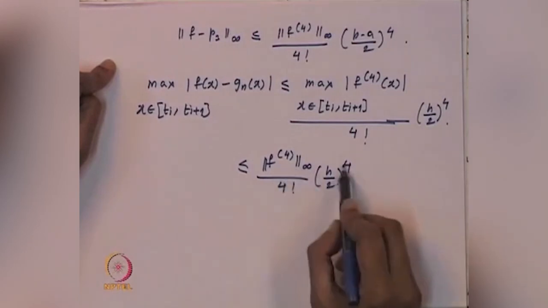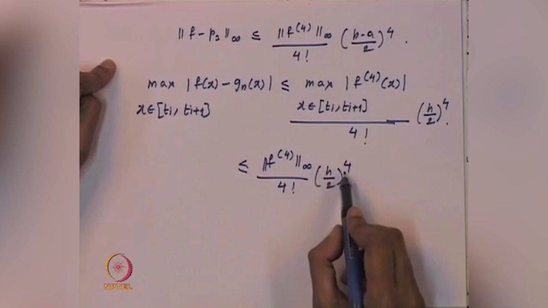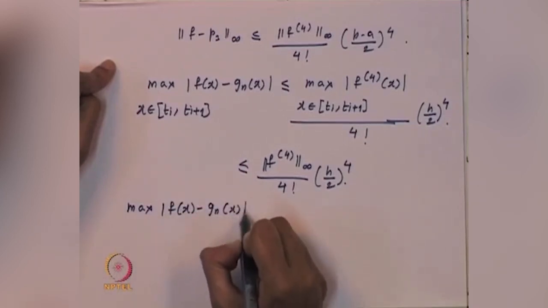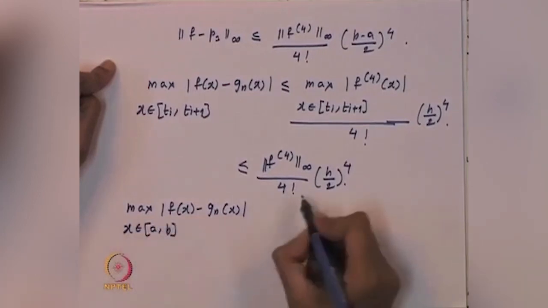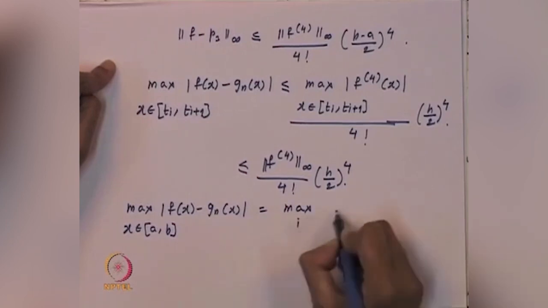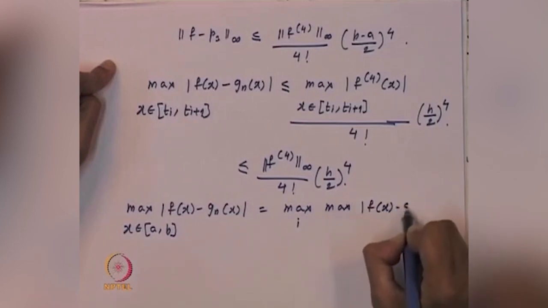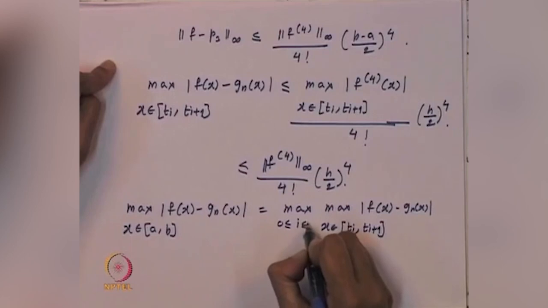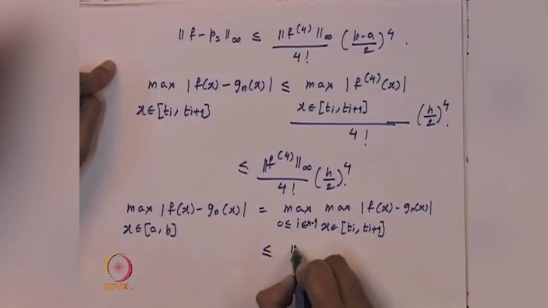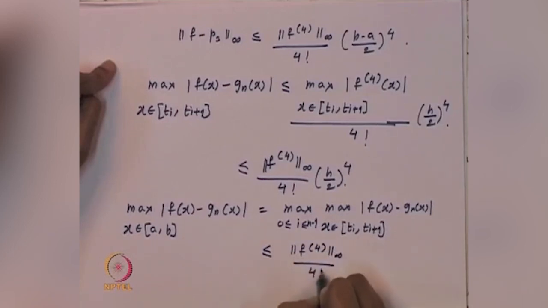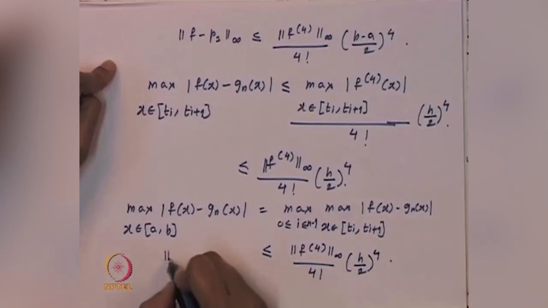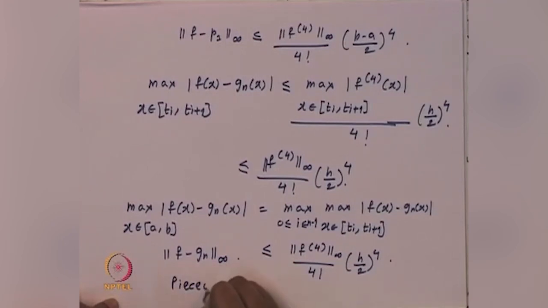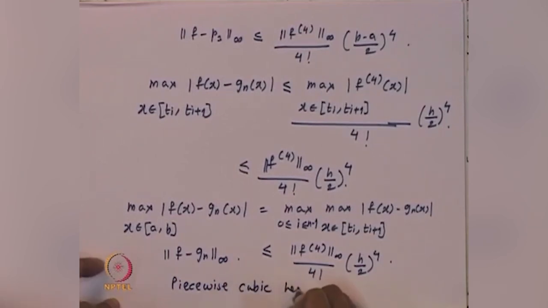The bound which I am writing now is true for each i, and hence when we look at the maximum of |f(x) - g_n(x)|, x belonging to [a, b], this is equal to the maximum over i of the maximum of |f(x) - g_n(x)|, x belonging to [t_i, t_{i+1}], 0 less than or equal to i less than or equal to n - 1, which will be less than or equal to the infinity norm of f^(4) by 4 factorial times (h/2)^4, and this is the infinity norm of f minus g_n. This is the error for piecewise cubic Hermite interpolation.